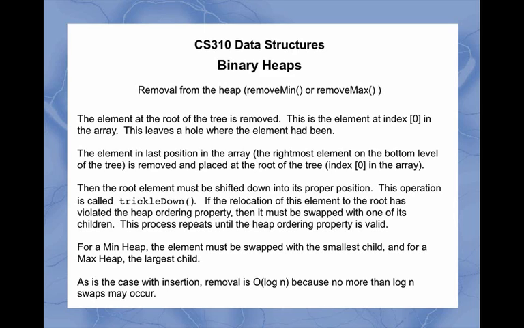Once this is done, it's entirely possible and perhaps probable that this element will be out of order. So then we must perform what is called trickle down. That is, we check the two children of this node, and if either of the children is smaller, we swap with the smallest child. So the swapping continues until the heap order property is valid. So let's look at the just created heap and look at the removal operation.